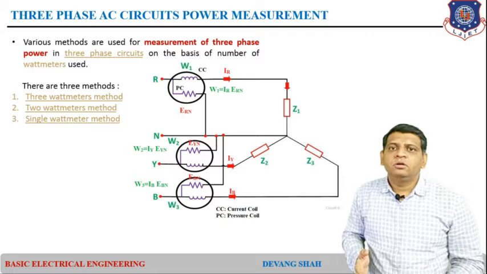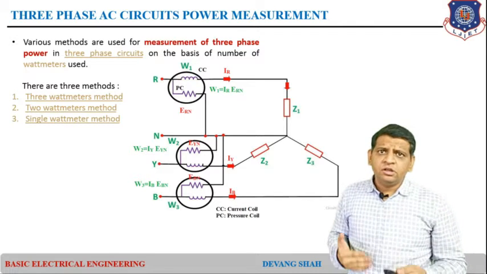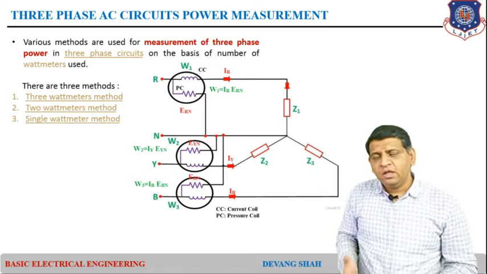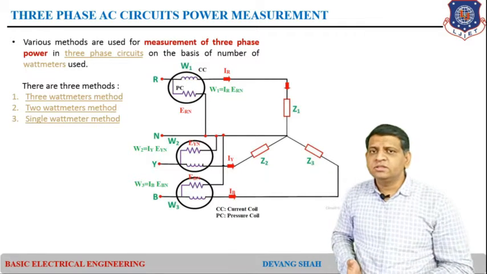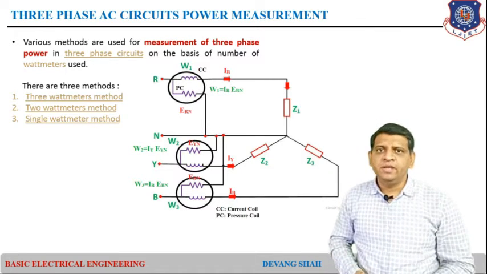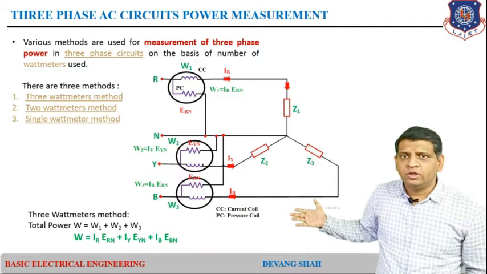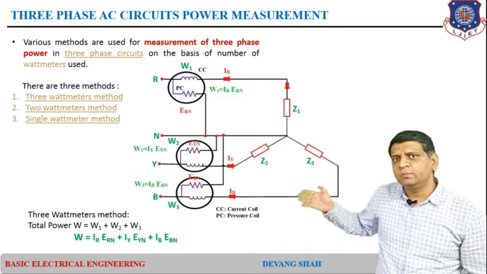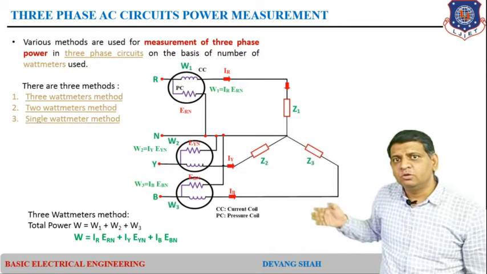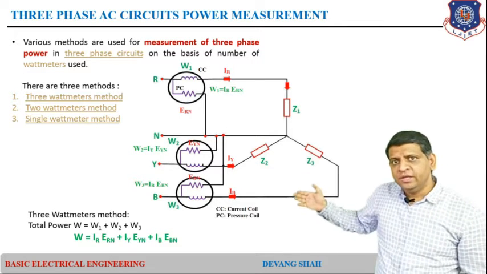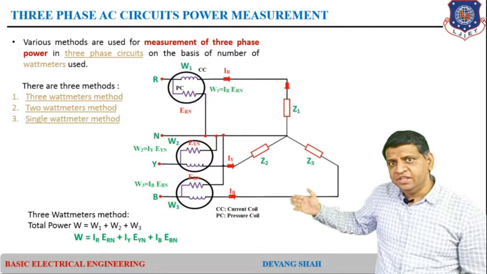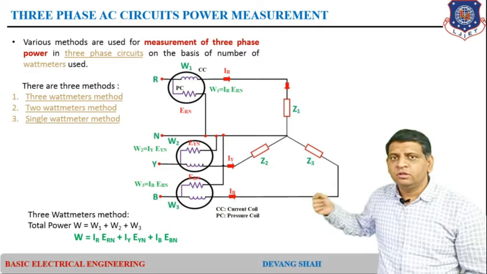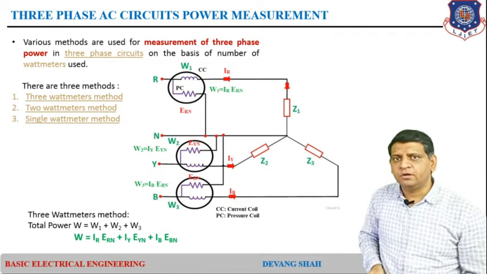In the same way, the wattmeter reading of W2 is IY into EYN, and the wattmeter reading of W3 is IB into EBN. Once we do the calculation, the total power, or total wattmeter reading, W is equal to W1 plus W2 plus W3, which is equal to IR into ERN plus IY into EYN plus IB into EBN. Remember this equation. This is referred to as the 3 wattmeter method.